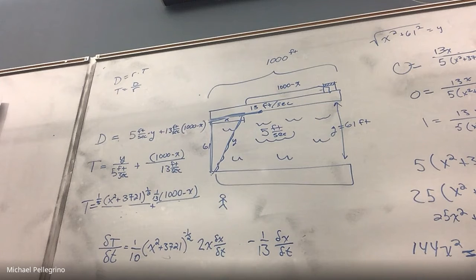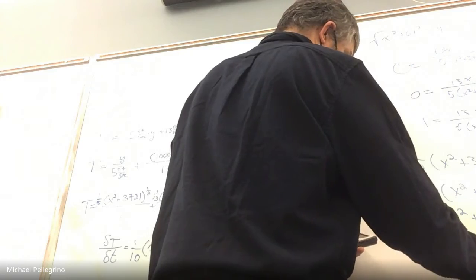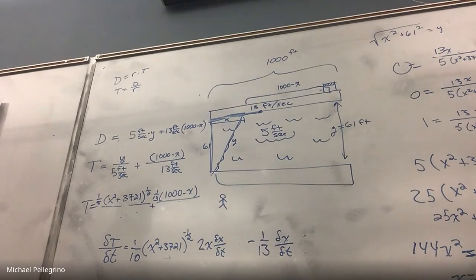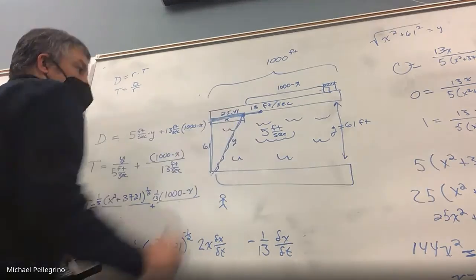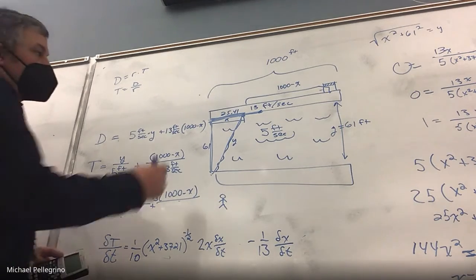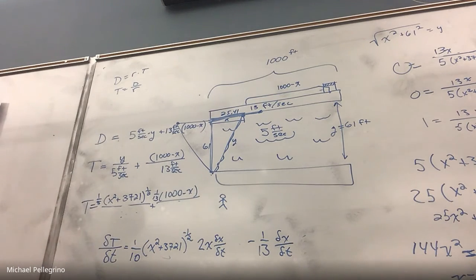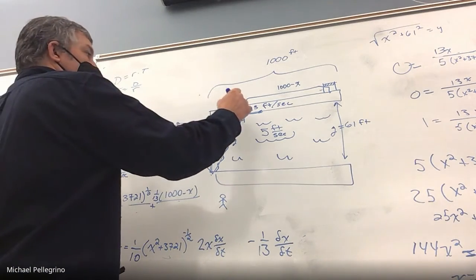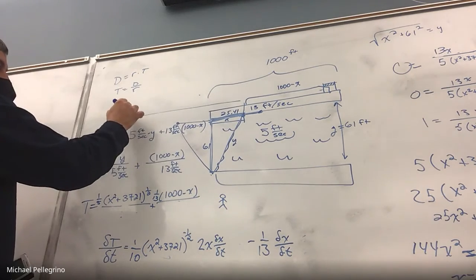Okay, so let's see. So divide both sides by 144. The square root gives 25.41. So this is going to be 25.41. So the other solution represents here. And 1,000 minus x. The finish line being over here, I think.